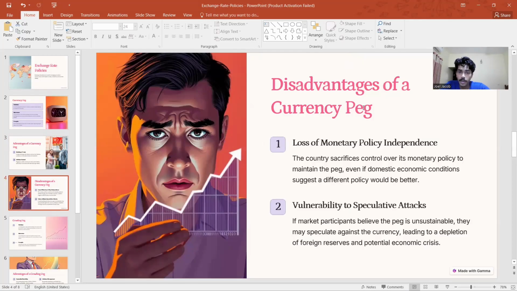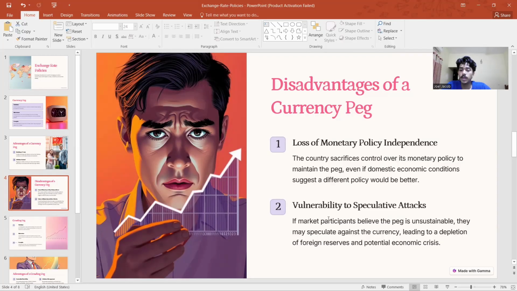Disadvantages of a currency peg: loss of monetary policy independence. The country sacrifices control over its monetary policy to maintain the peg, even if domestic economic conditions suggest a different policy. So, when you're focusing on your currency being matched to another currency, you are differing from your existing country's monetary policy. And another disadvantage is vulnerability to speculative attacks.